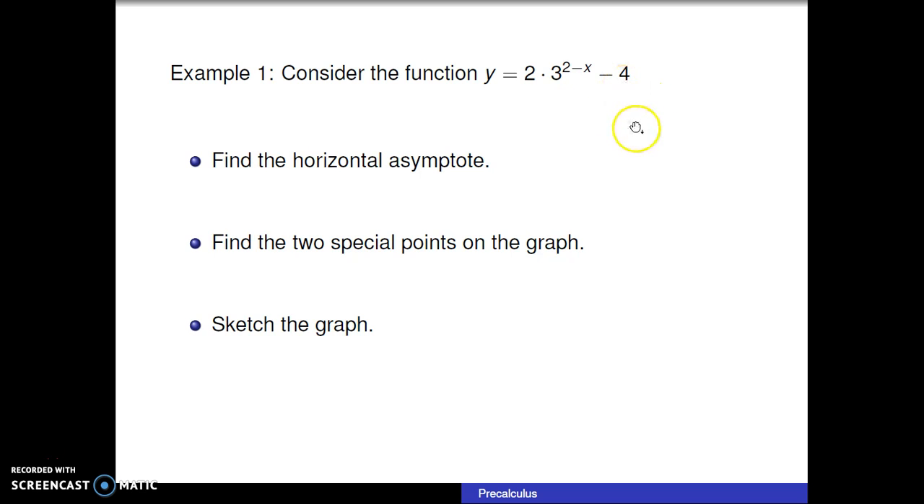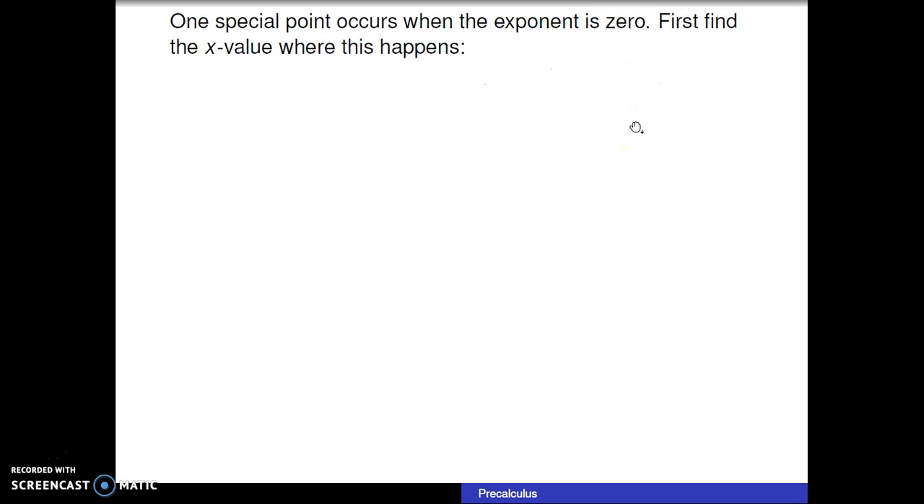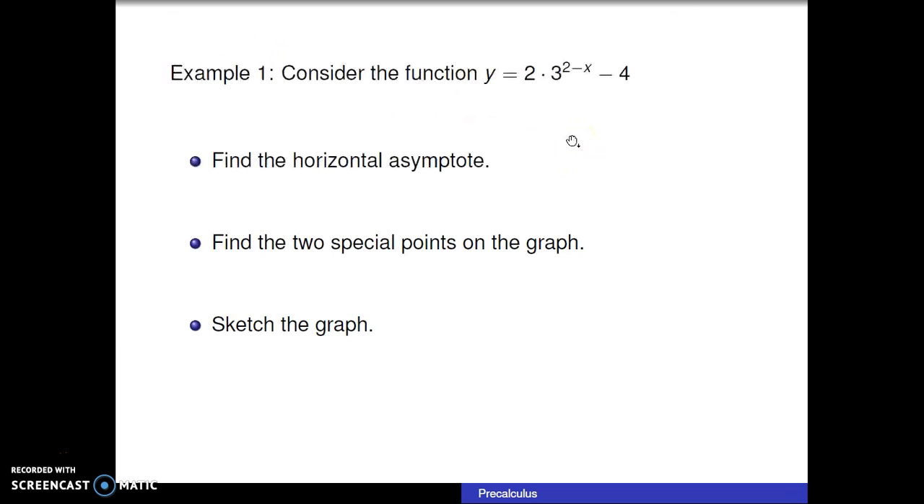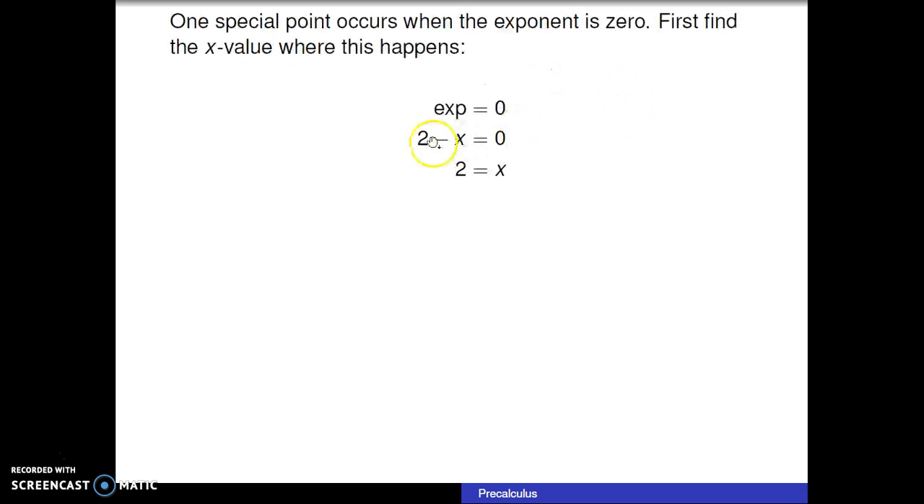Okay. Now let's talk about how to find the 2 special points. So one of these occurs when the exponent is 0. So we set the exponent equal to 0, and the exponent was 2 minus x, right? So here's this exponent, 2 minus x. We set that equal to 0 and solve for x. Add x to both sides, we get x equals 2.